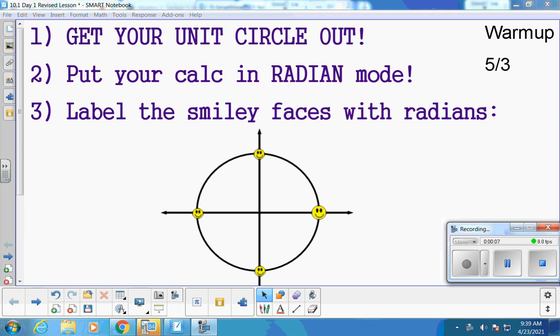I am going to teach you section 10.1, day 1, graphing, and we're going to have to be in radian mode today. So who's excited about radian mode? Woo! It's just me in an empty classroom.